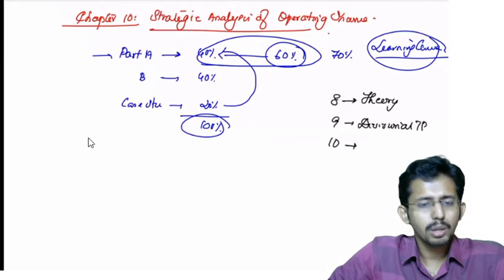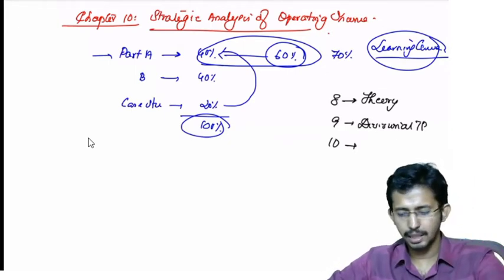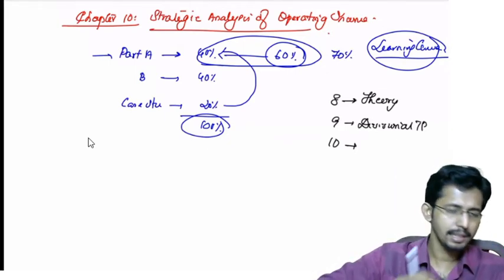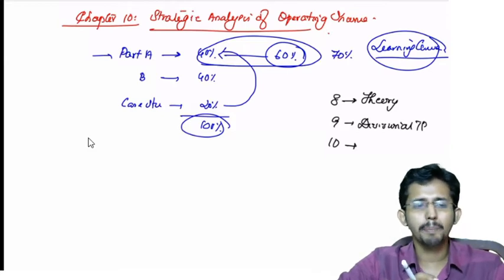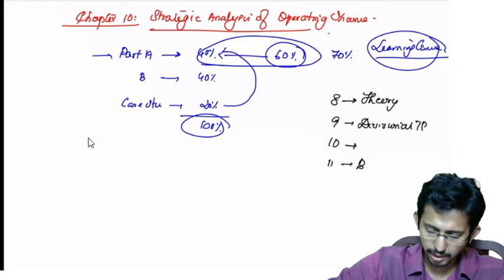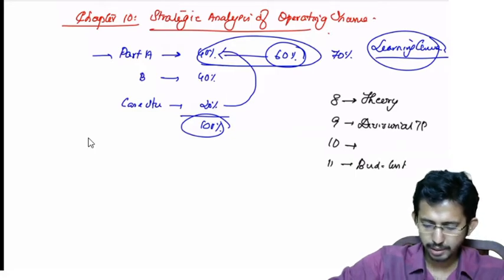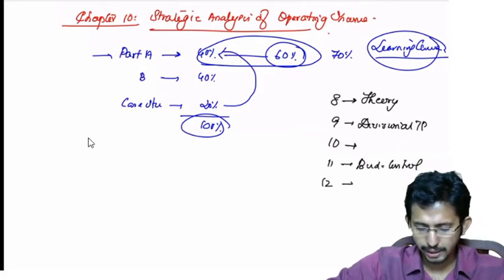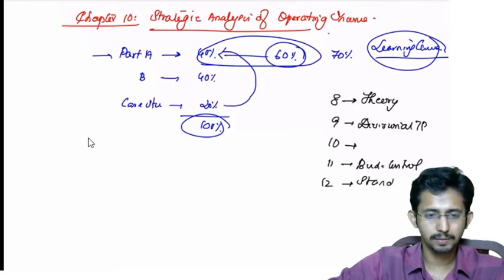It is also an important topic, but compared to the part A topics, its effect is less. Then chapter 11 is budgetary control. Then chapter 12, yes, chapter 12 is standard costing.